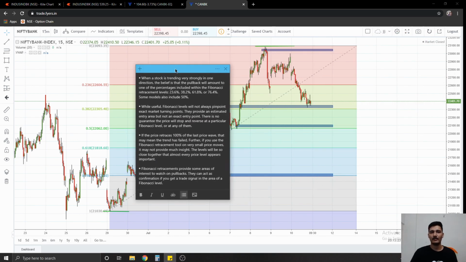I personally use demand supply. You can use any other thing. You can use trend lines as well. You can use support resistance. You can use Elliott waves, Wyckoff analysis, every single thing.